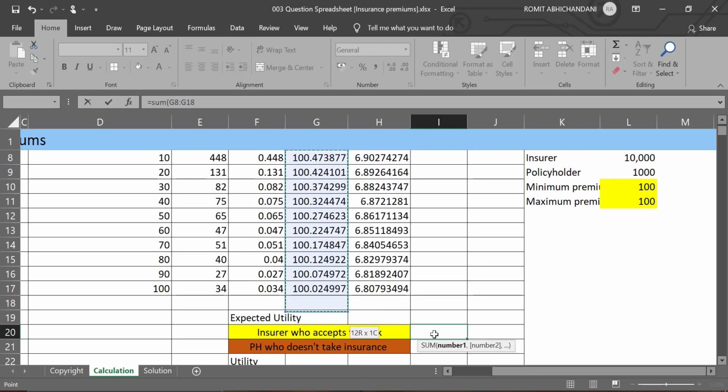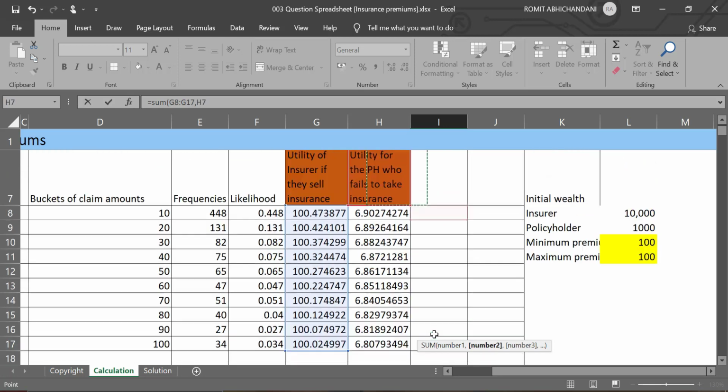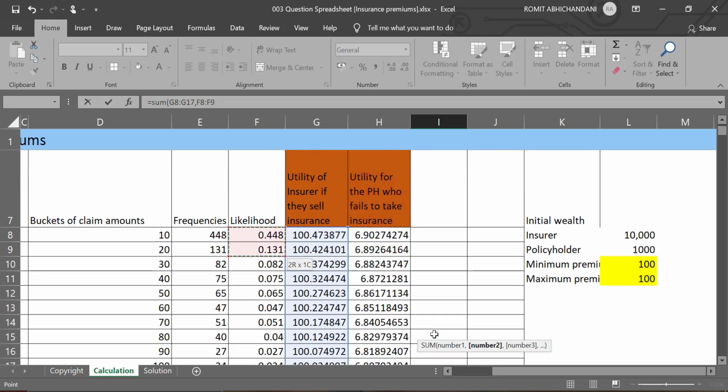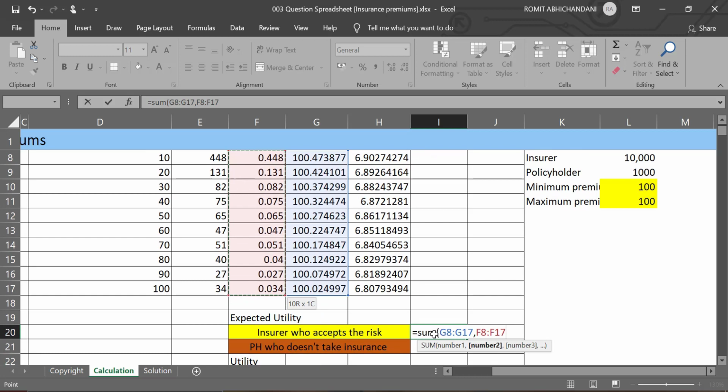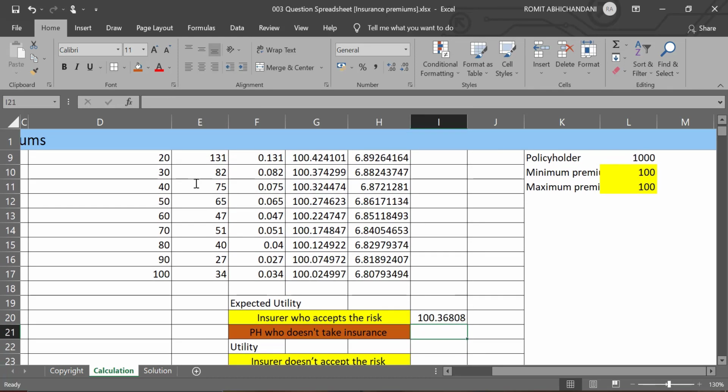So these are the utilities, and the column for the probabilities is this one, and just do this. Okay, so this sum product formula can be applied in order to get the, no, I wanted to apply the sum product formula. Okay, so this is your expected utility for the insurer who accepts the risk.